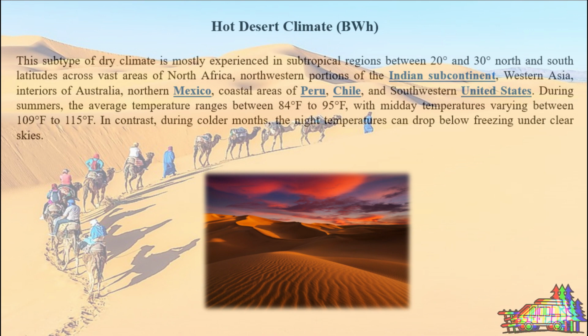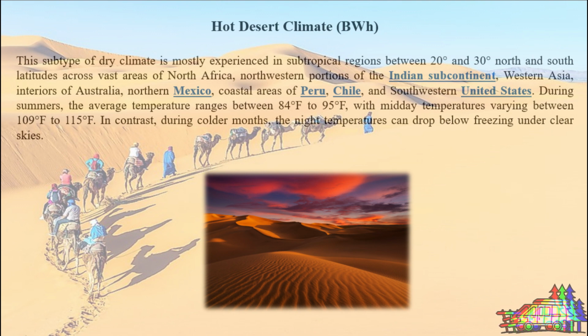This subtype of dry climate is mostly experienced in subtropical regions between 20 degrees and 30 degrees north and south latitudes across vast areas of North Africa, northwestern portions of the Indian subcontinent, Western Asia, interiors of Australia, northern Mexico, coastal areas of Peru, Chile, and southwestern United States. During summers, the average temperature ranges between 84 degrees Fahrenheit to 95 degrees Fahrenheit, with midday temperatures varying between 109 degrees Fahrenheit to 115 degrees Fahrenheit.